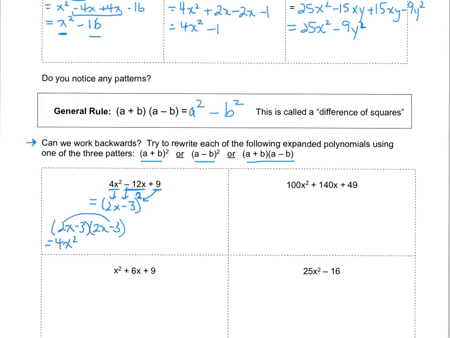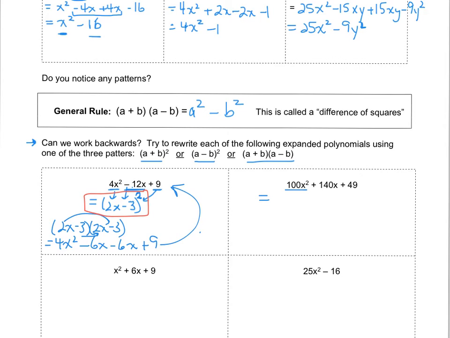I'm going to get a minus 6x, and then a minus 6x again, and then a plus 9, which combined together I will get that. So I know that this is the correct working backwards form right here. This is my working backwards, or what I call the factored form.